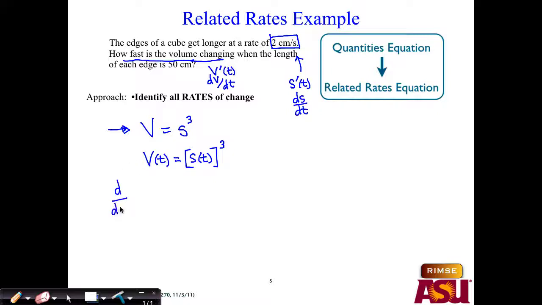So I'm going to write this. I'm going to take the derivative of both sides of this equation. So just kind of thinking like in algebra, do the same thing to both sides of the equation and you're good. As long as it's nothing like division by 0, this shouldn't cause any problems.